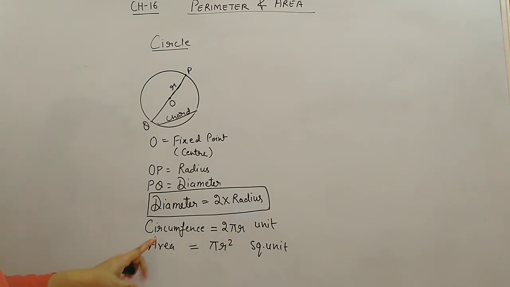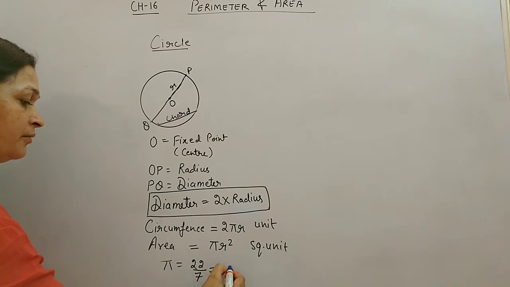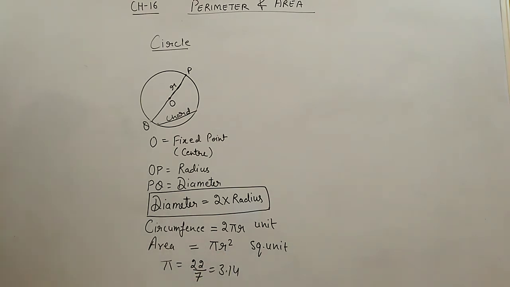Next, area of the circle. To find out the area of circle we have the formula pi r square unit. This pi value is equal to 22 by 7 or 3.14. It will be given in the question. Any one value you have to use in questions.